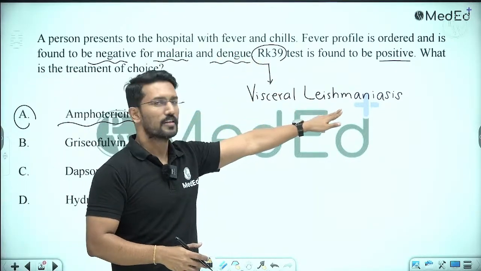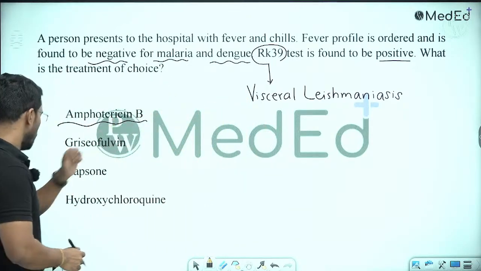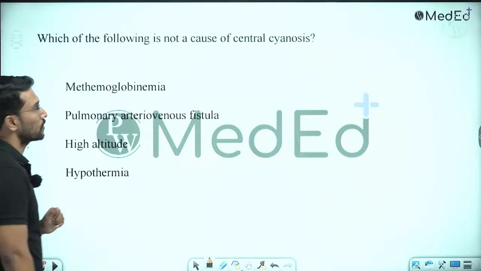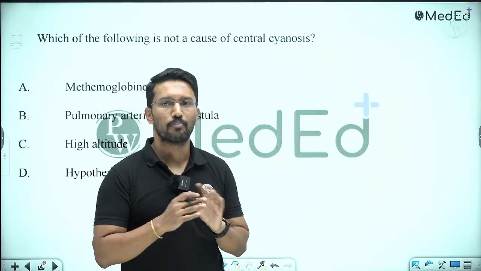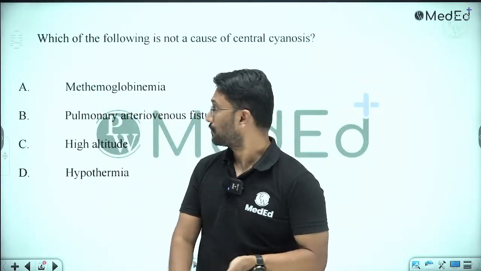RK39 for visceral leishmaniasis. What we can use? Amphotericin B. So let's move to the next question. Here is the question. Which of the following is not a cause of central cyanosis? Simple and straightforward question, right? What are the options?